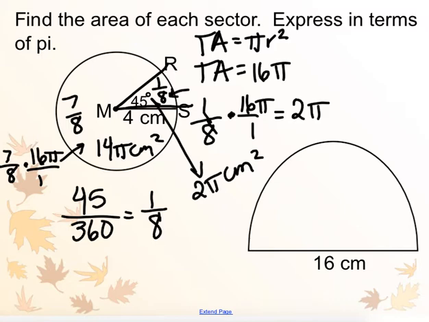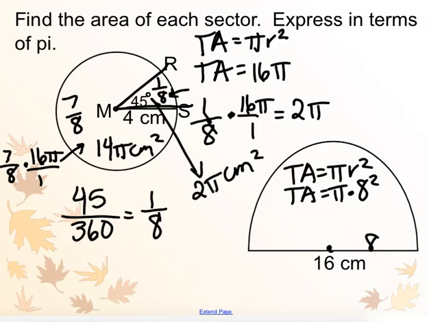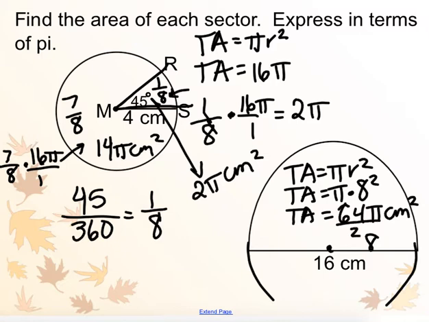And so for my semicircle, let's find the total area. I'm going to use pi r squared. So my total area is pi times 8 squared. Remember, this is the diameter, so my radius is 8. So my total area is 64 pi centimeters squared. That's if I had the entire circle. But I only have half. I have a semicircle. So I'm going to divide this by 2 to get that the semicircle is 32 pi centimeters squared.